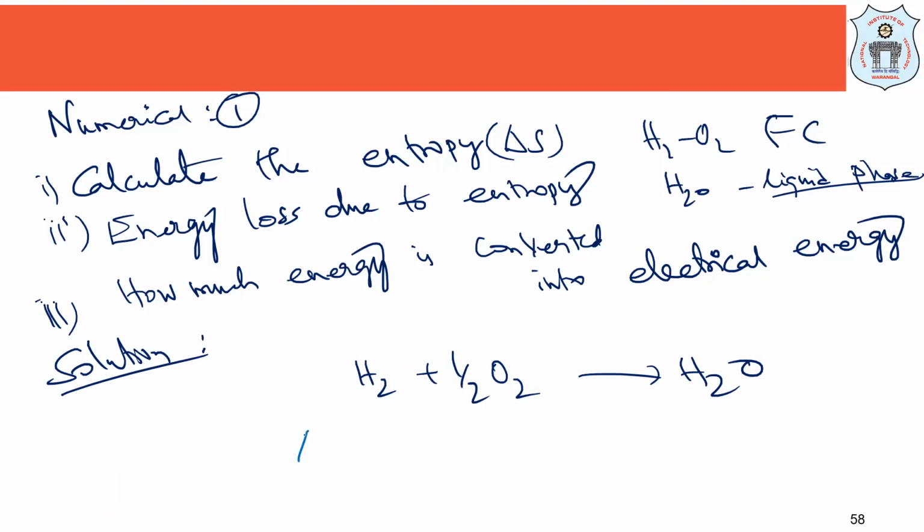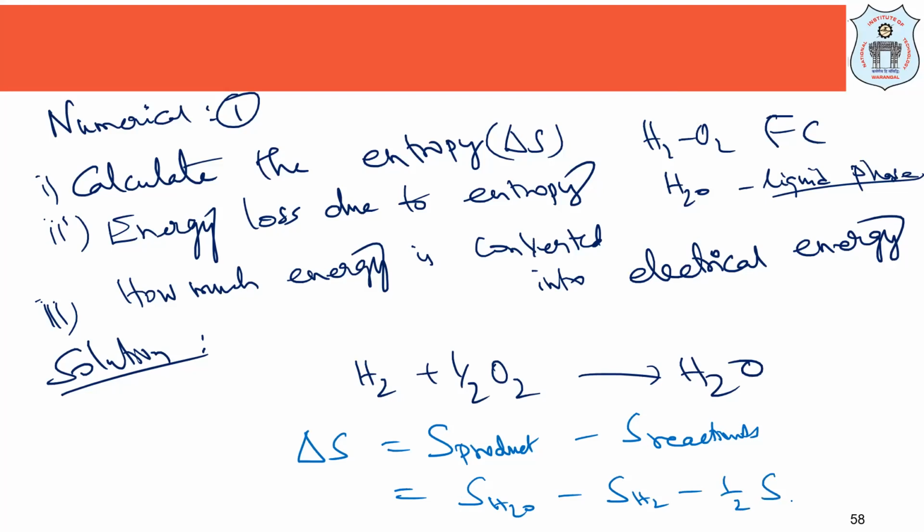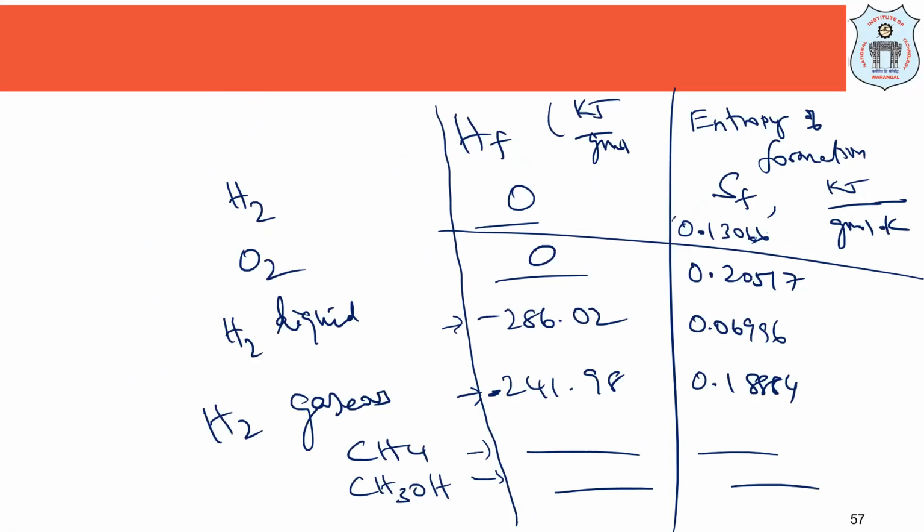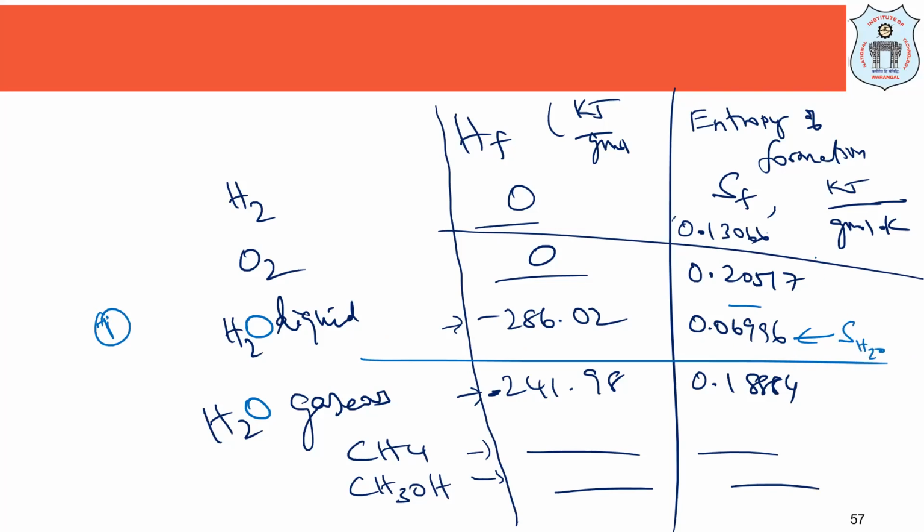Okay, so how to determine the entropy? Delta S equals S of products minus S of reactants. Okay, so what is the S of product? It is S of water minus S of H2 minus half into S of oxygen. Now, from the table we have the S values. What is the product? Okay, this is water, sorry. We are considering problem one. So 0.06996 is the S of water, and this is S of hydrogen, this is S of oxygen.